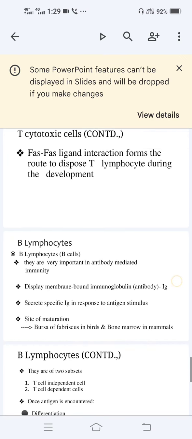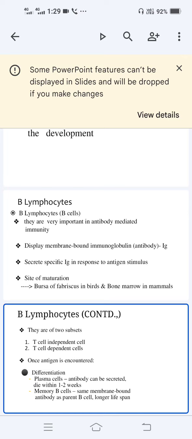B lymphocytes, or B cells, are very important in antibody mediated immunity. They display membrane bound immunoglobulin, that is Ig, which is an antibody, and secrete specific antibodies in response to antigen stimulus. Their site of maturation is the bursa of Fabricius in birds, and in mammals it is the bone marrow.